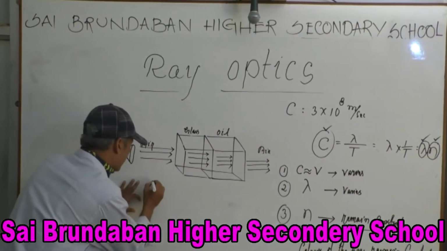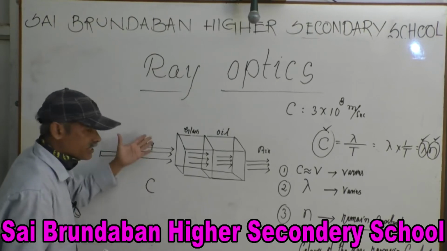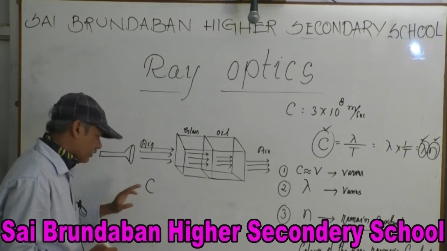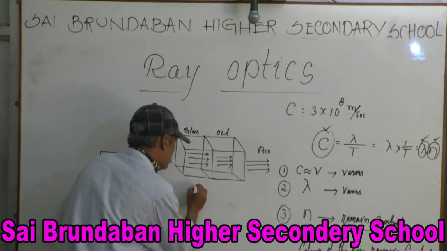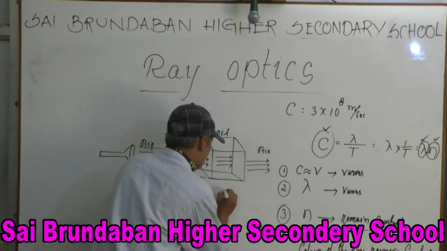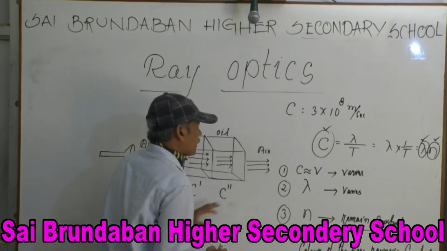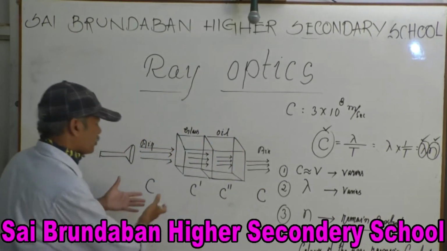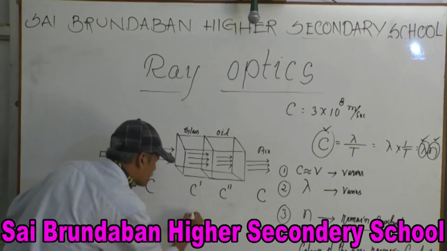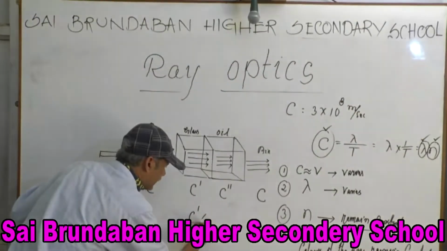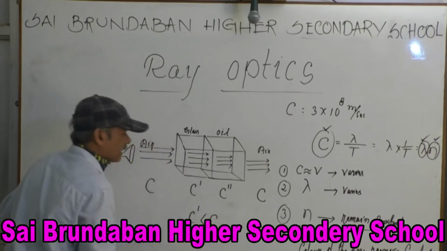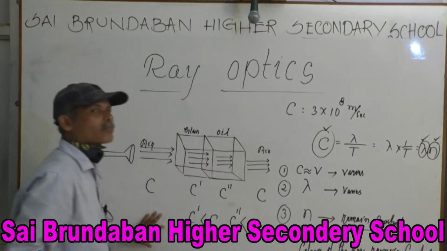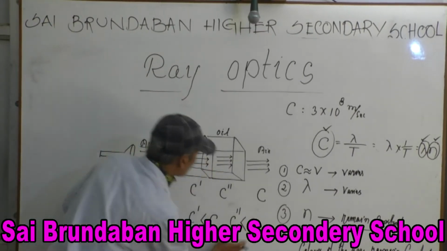So I am writing now here it is C, it is vacuum, it is air. So the velocity of the ray is C. Let's say this is C dash. Let's say this is C double dash. This is air. Again it became C. So here you can find this C dash is less than C. Here also C double dash is less than C.